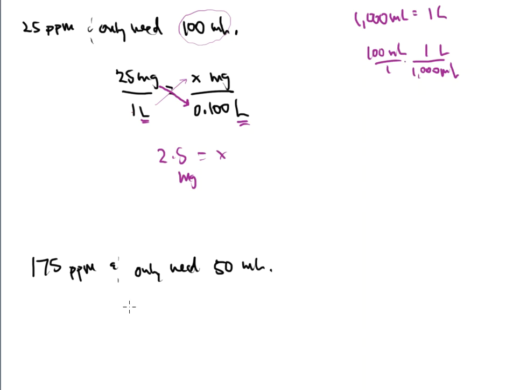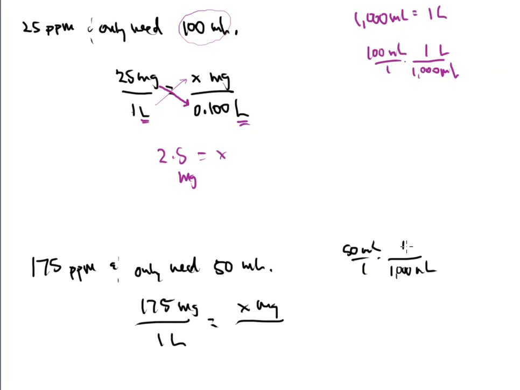Well, we do the same thing, people. 175 milligrams in 1 liter. How many milligrams would I need for 50 mils? Over here to the side, 50 mils over 1. There's 1,000 milliliters in a liter, right? Mil on top, mil on bottom. So 50 divided by 1,000 is 0.050. So you got to make sure the units are the same.